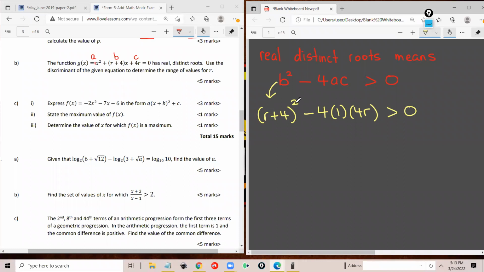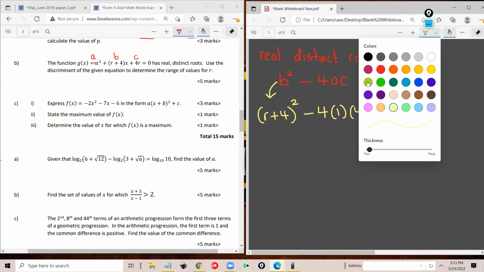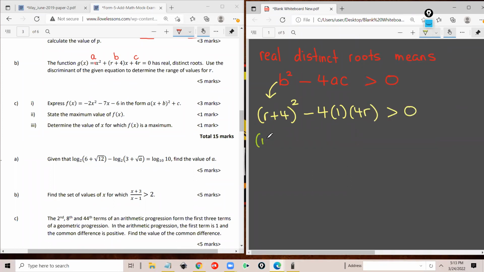Remember, r plus 4 squared does not mean you square everybody in the brackets. What does that mean? It means it's r plus 4 times r plus 4. So don't fall for that trick in the exam, right? I'll do this easy piece here. 4 by 1 is 4. 4 by 4 is 16. So that's 16r. I just need you to simplify this part for me.